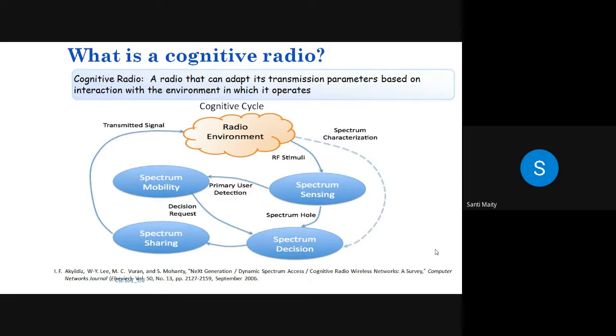It means an IoT object senses the spectrum. It finds a spectrum hole, then it will transmit data. And the moment the primary user or licensed user starts transmission, the IoT object stops its transmission. This mode is called interweave.